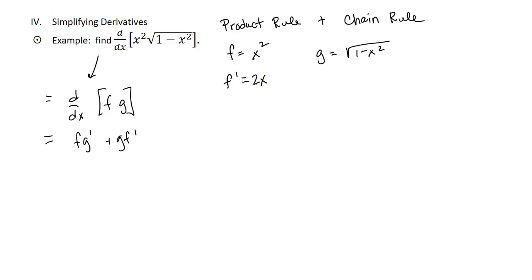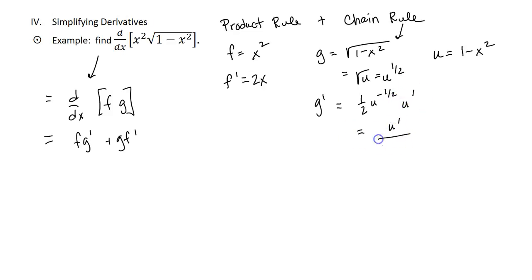Let's talk about g prime. So we're going to write that square root of 1 minus x squared as the square root of u, or u to the 1/2, where u is equal to 1 minus x squared. So using the chain rule for g, that would be 1/2 times u to the negative 1/2 times u prime, or u prime over 2 square root of u. So my u prime here is negative 2x. So this is going to be negative 2x over 2 square root of 1 minus x squared, or when you simplify, negative x over the square root of 1 minus x squared.